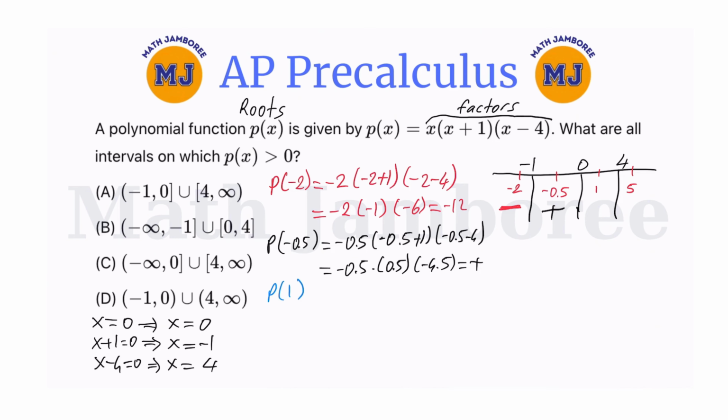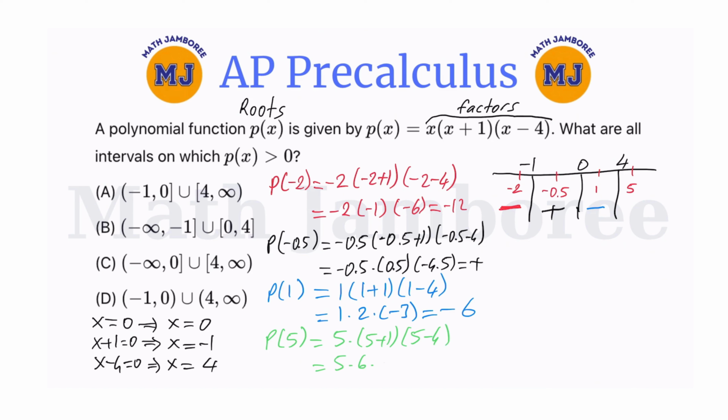And p of 1, we will substitute 1 for the x, therefore this becomes 1 times 2 times negative 3. This is negative 6. The sign is negative in there. And then lastly, we're going to check for p of 5. 5 times (5 plus 1) times (5 minus 4). This is 5 times 6 times 1, which is 30, which is positive here.